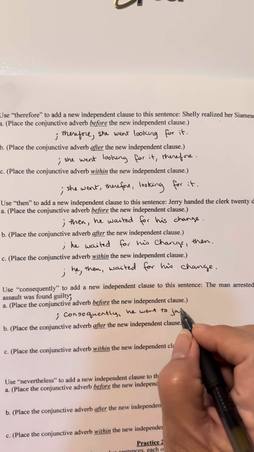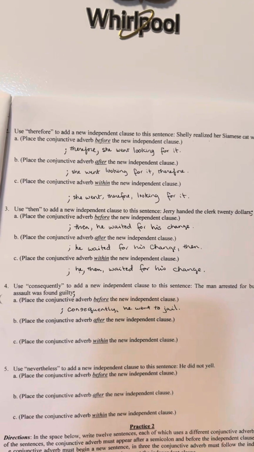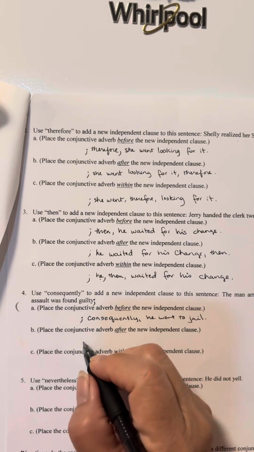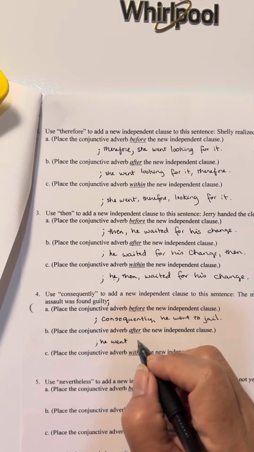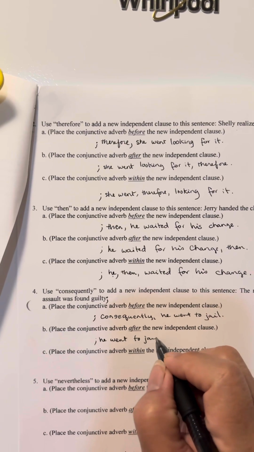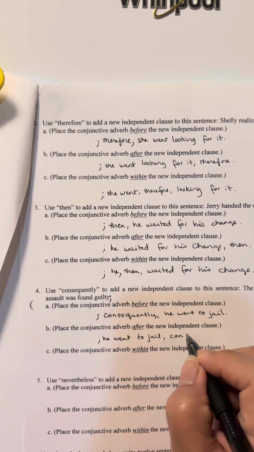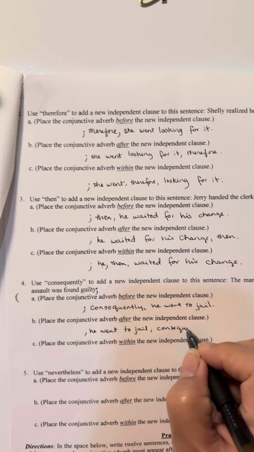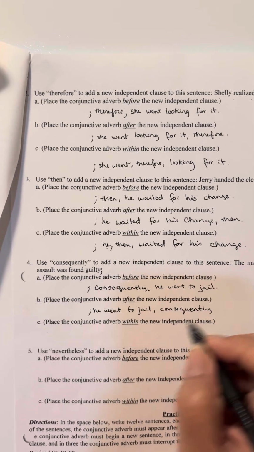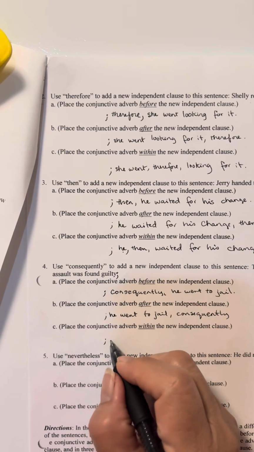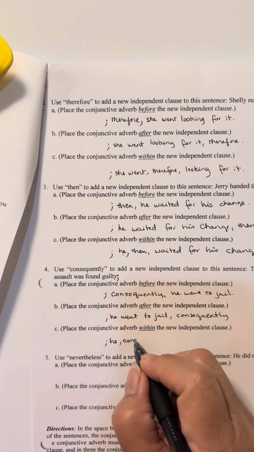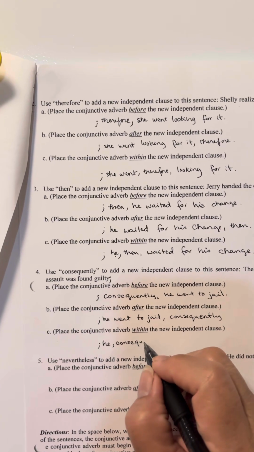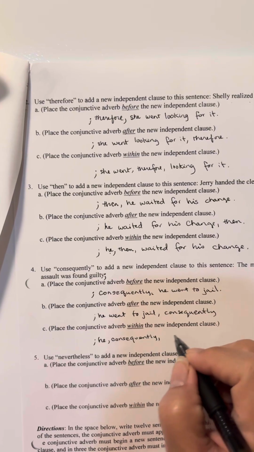It's got to be a complete sentence, subject, verb. Okay, and then after, he went to jail, consequently. And then within, he, subject first, and then consequently, went to jail.